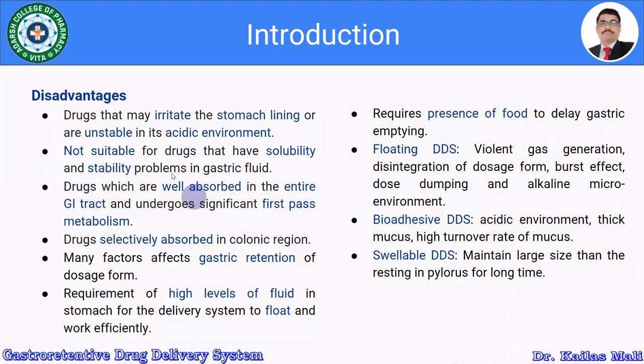Drugs which are well absorbed in the entire gastrointestinal tract and undergo significant first pass metabolism, such drugs are also not suitable for the gastroretentive drug delivery system. If the drug is selectively absorbed in the colonic region, if the absorption site for the drug is the colonic region, such drugs are also not suitable for the gastroretentive drug delivery system.